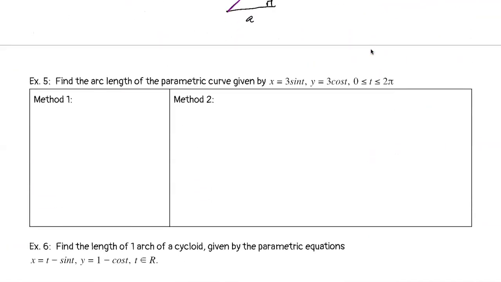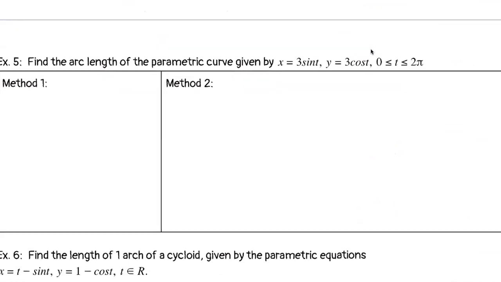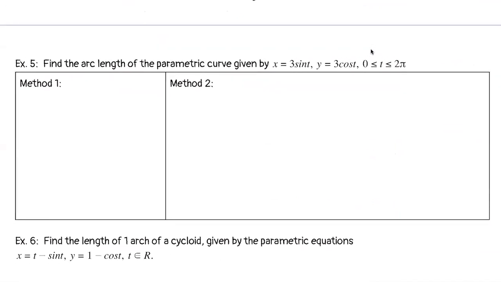So let's start with something that is fairly visual for us, okay? Example 5 says, find the arc length of the parametric curve given by x equals 3 sine t and y equals 3 cosine t, one time around the unit circle, 0 to 2 pi. Based on yesterday's, we know this is going to give us a circle. And how do I know it's not an ellipse? Because the coefficients are the same. Exactly. So we know it's a circle, and we even know the radius of that circle, 3.